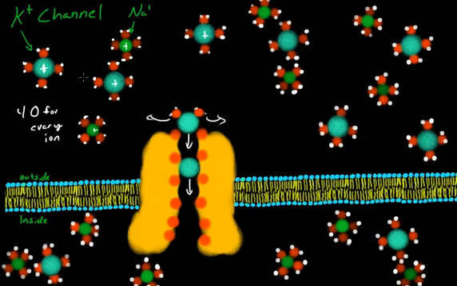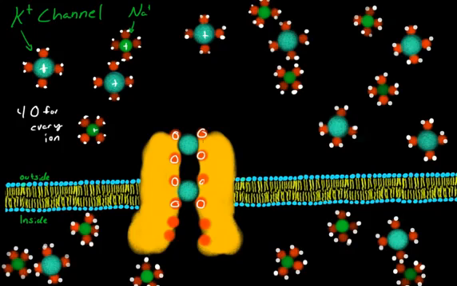So now, what it would look like is this, where this potassium ion is interacting with this oxygen, this one, and this one, where this one's interacting with this oxygen atom, this one. So our potassium ion still has 4 oxygens interacting with it.